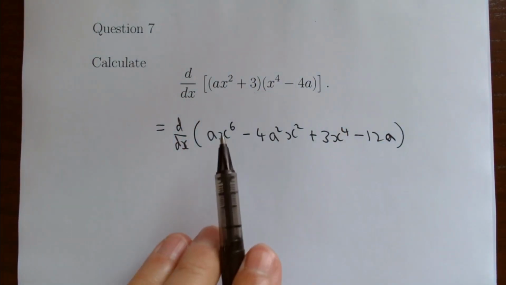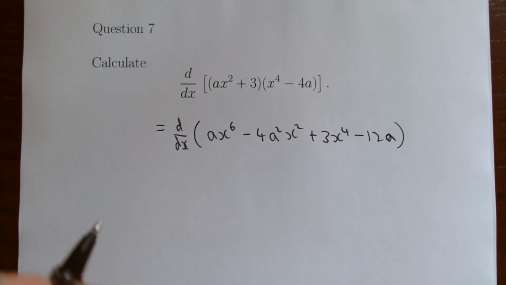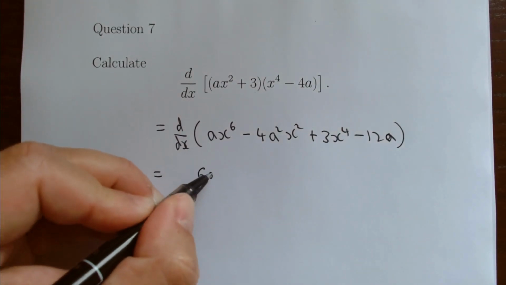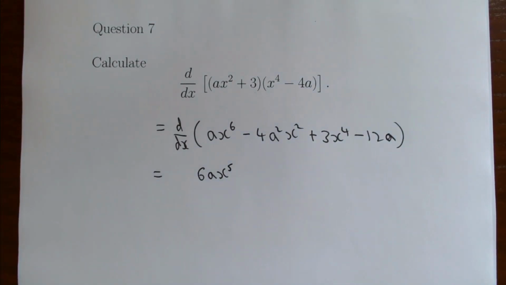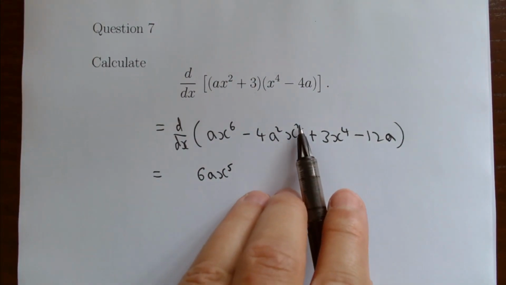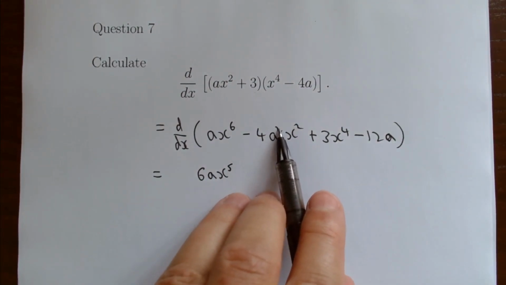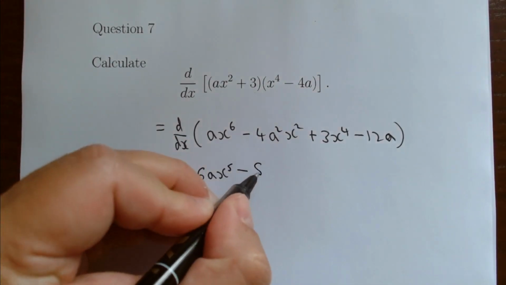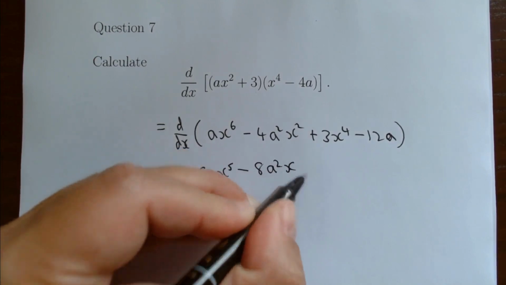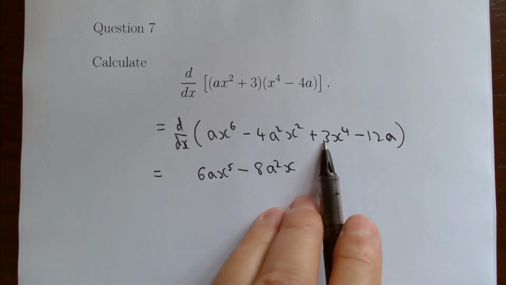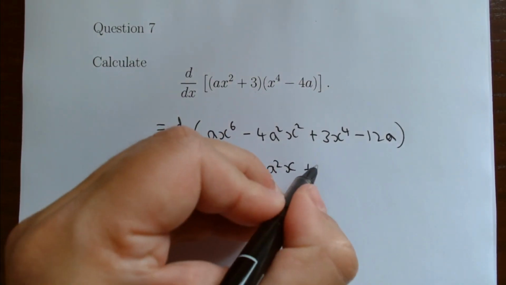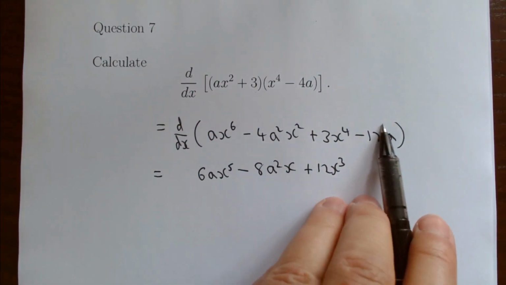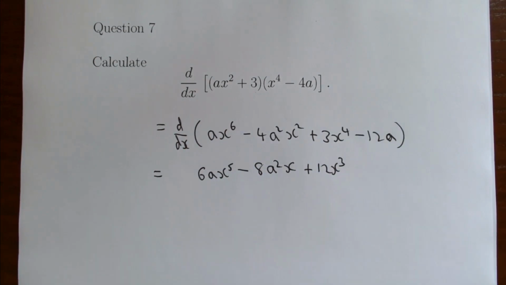Okay, and now we can differentiate each term separately. 6a x to the 5, and here that 2 comes down and not that 2. So when that 2 comes down, we get a minus 8a squared x. That 4 comes down, 12x cubed, and that's a constant term, becomes a 0.